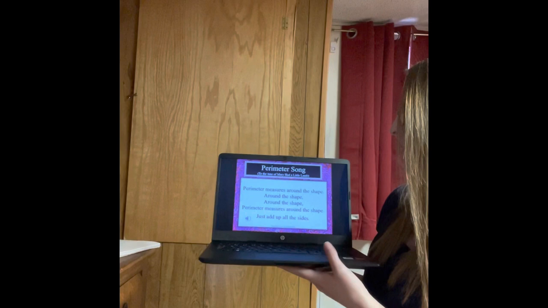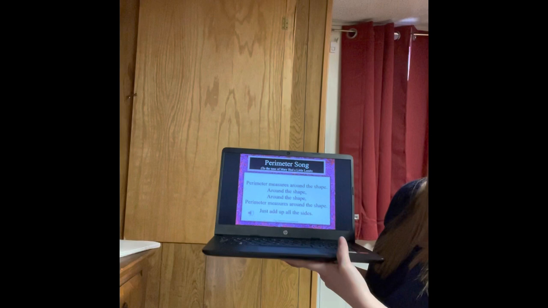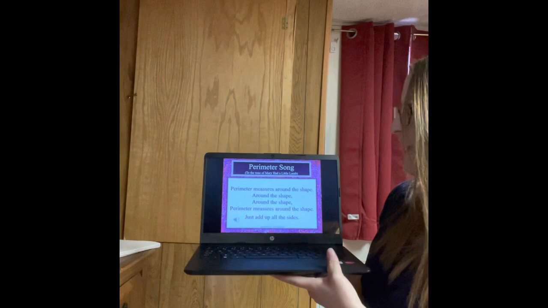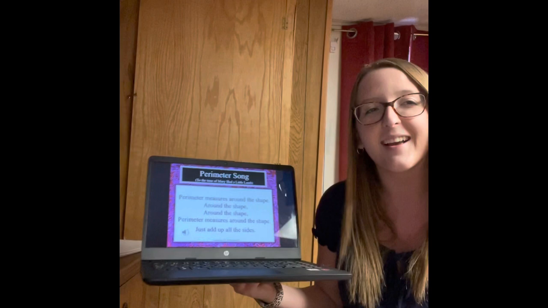Perimeter measures around the shape, around the shape, around the shape. Perimeter measures around the shape. Just add up all the sides. All right, let's join in. Perimeter measures around the shape. Around the shape. Perimeter measures around the shape. Just add up all the sides.